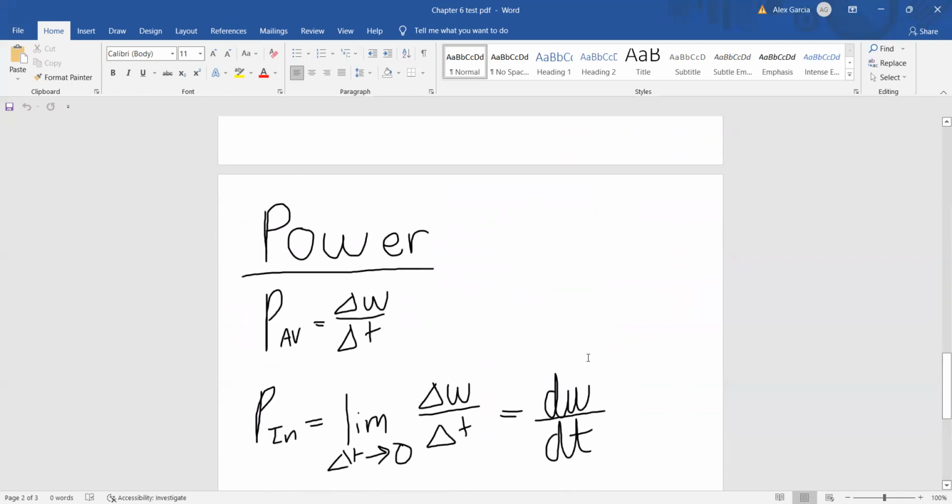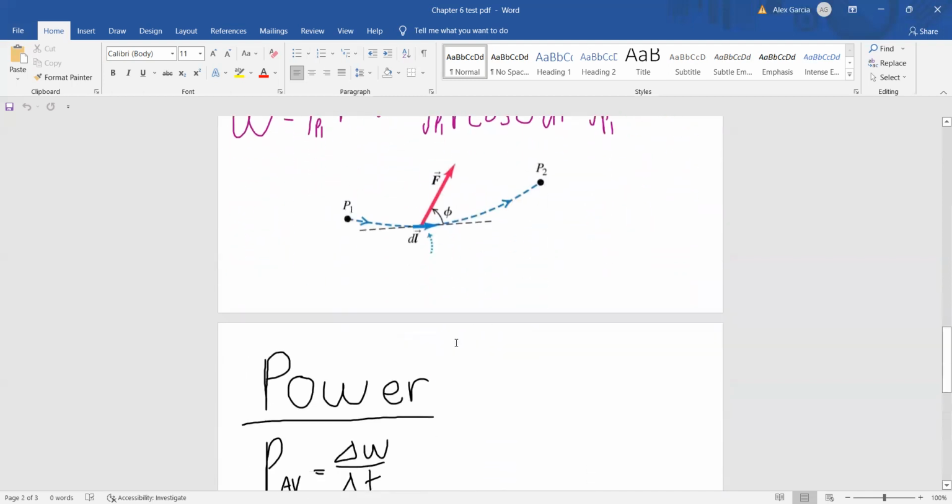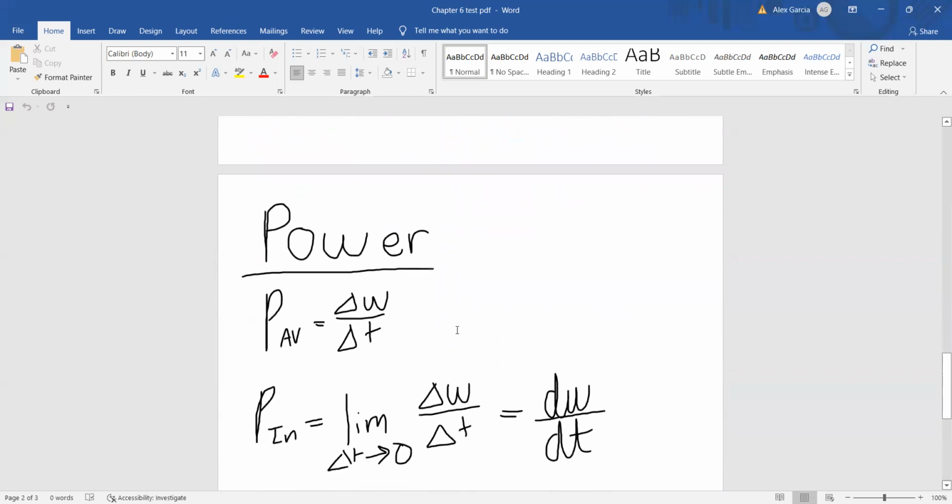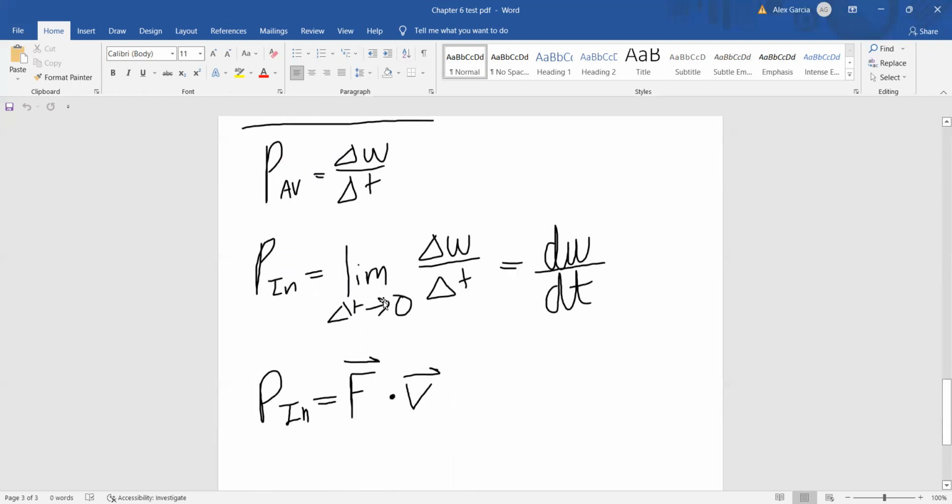Finally, we have power. Your average power is equal to your change in work over your change in time. So power essentially is just a rate that relates work to time, which means that if you wanted to find work, work would be power times time, or if you wanted to find time, that would be work divided by power. It's something that we've seen before, like acceleration, where it's change in velocity over change in time. So your average power is your change in work divided by your change in time.